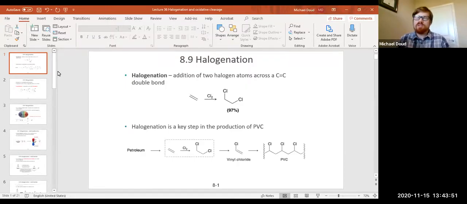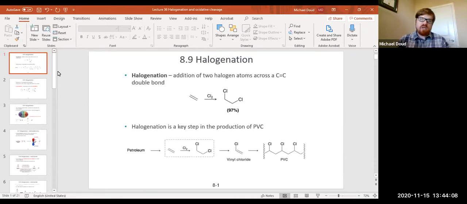Okay, we're picking up where we just left off, talking about halogenation as far as addition reactions to alkenes. This is section 8.9 in the third edition book, and it should be 9.9, I believe, in the second edition book. So just make sure you're following along in the correct chapter.